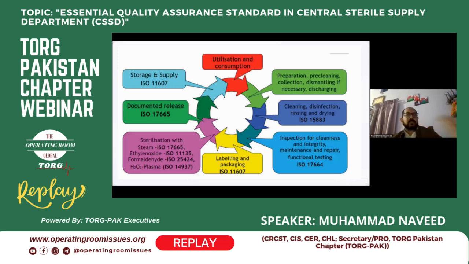The last one is storage and supply, ISO 11607. This standard tells us how we can meet the sterile barrier system standard. How can we maintain the sterility level in our packing zone or supply? Which indicators and which SOPs we have to make to achieve the standard.